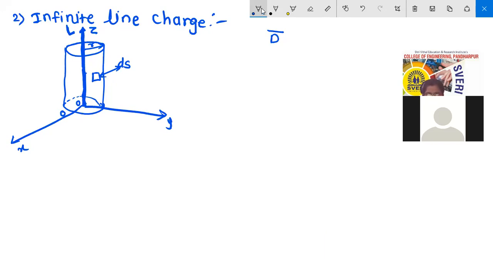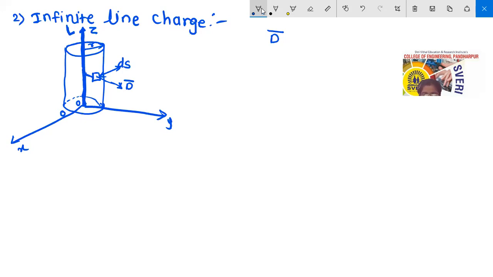Now when the charge is put on this infinite line, whatever electric flux passes, it passes in this radial direction. So this is your D bar, your electric flux density. This is the component of electric flux density which is crossing this differential area dS. All of you understood this point?